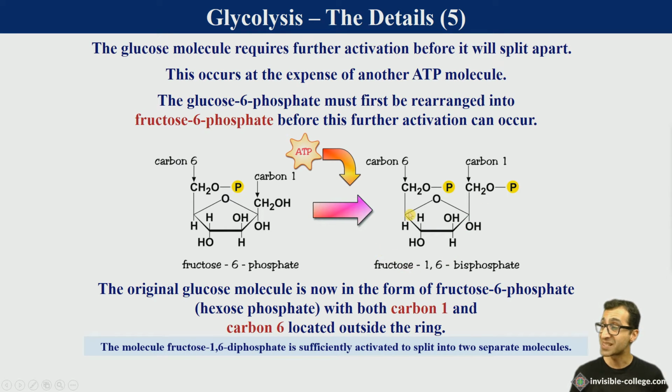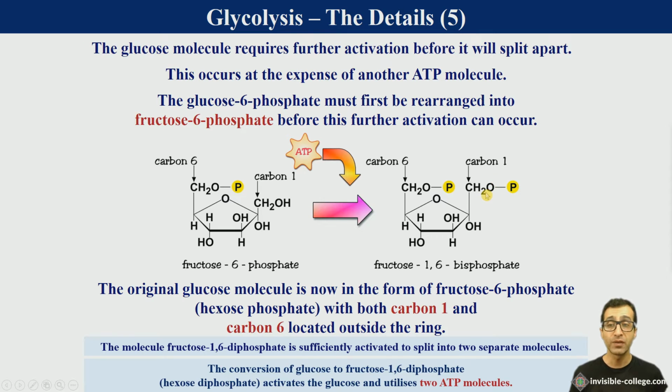Now this molecule is sufficiently activated, in other words it has a sufficiently high chemical potential energy that it becomes unstable, and it stabilizes itself by splitting into two separate, more stable molecules. So the conversion of glucose to fructose 1,6-bisphosphate or diphosphate, which sometimes you can refer to more simply as a hexose phosphate, activates the glucose, and the process whereby we go from glucose to fructose 1,6-bisphosphate requires in total the use of 2 ATP molecules.